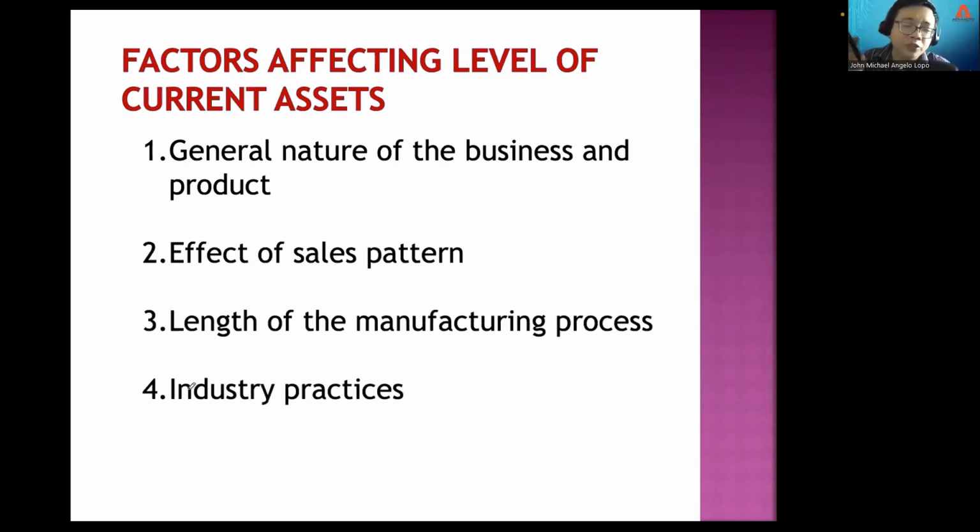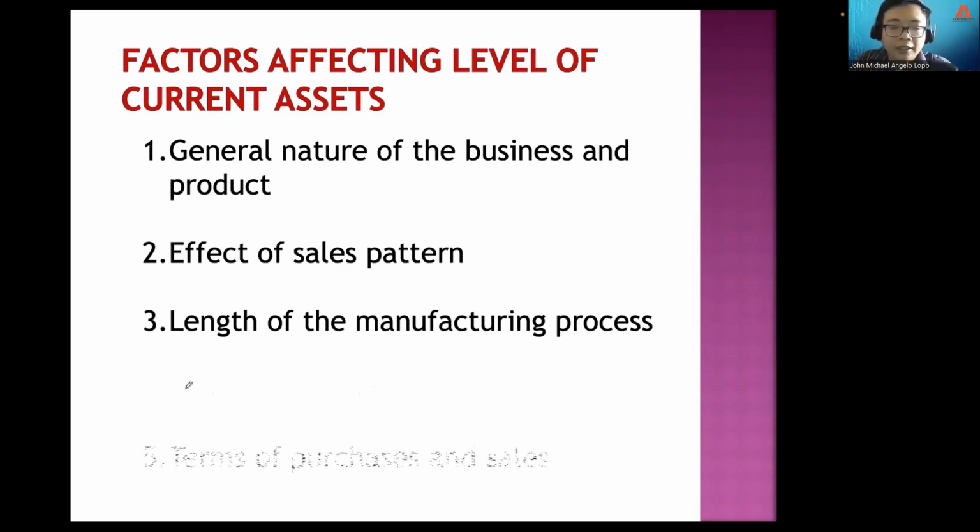Naulit lang. Again, nature of the business, the sales pattern, the length of the manufacturing process and industry, terms of purchases and your sales. All right, so that's the factor that will affect your current assets.